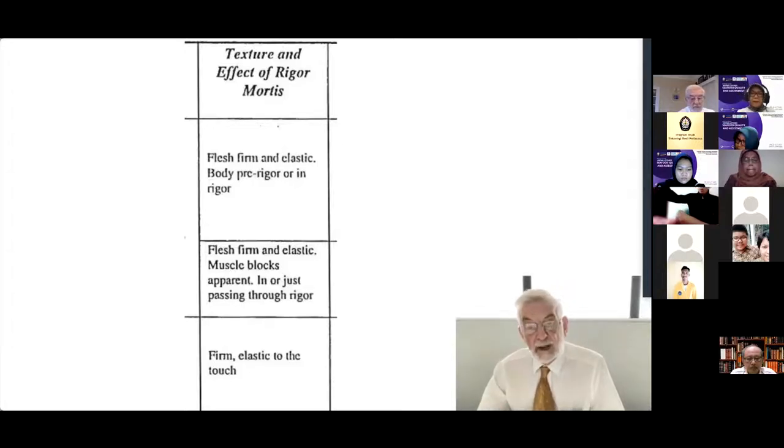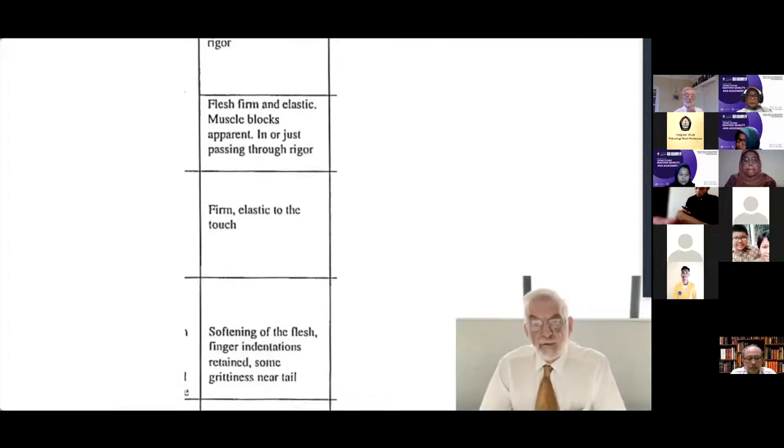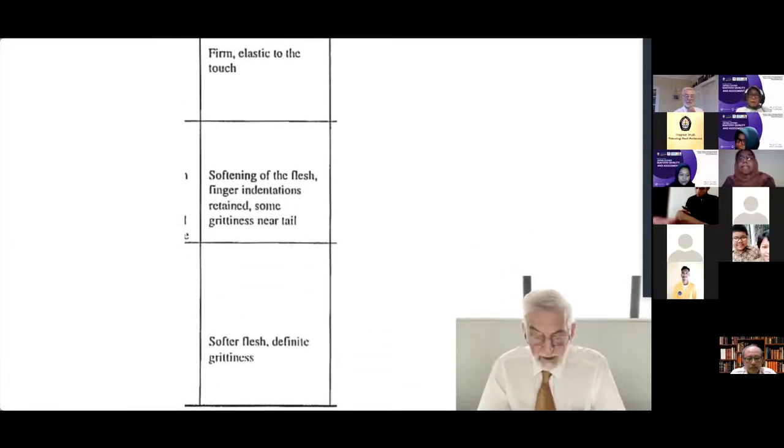initially very firm and elastic, it goes through rigor and then softens up again, so it is firm and elastic to the touch when it's a score of 7, which is quite a good score. It then gets softer and softer, and you can then push the finger in when it's still acceptable. The skin depresses, doesn't come back up very quickly, and it gets a little bit gritty.